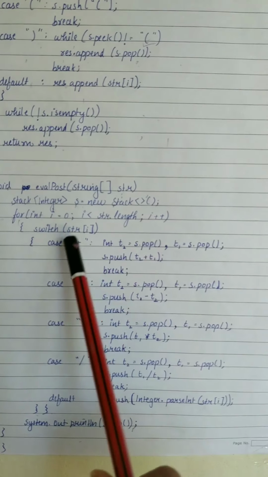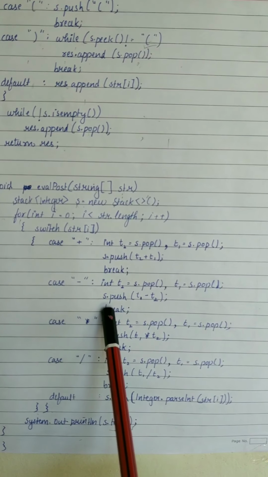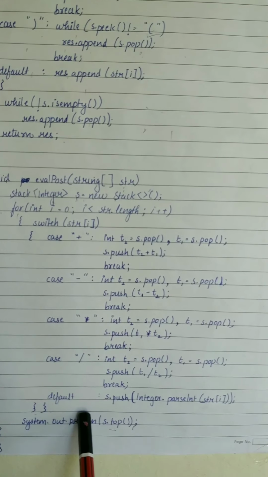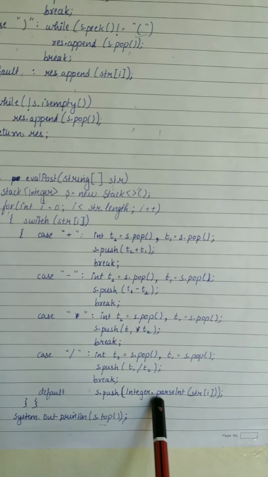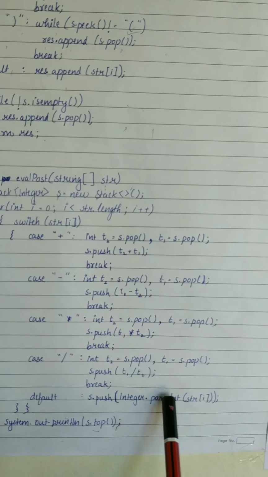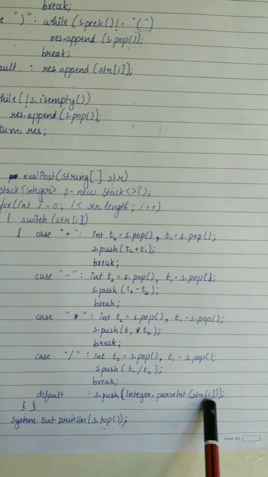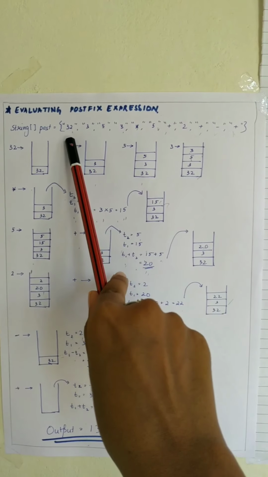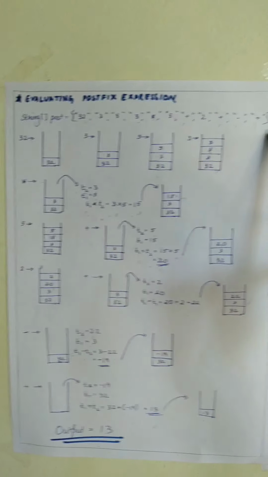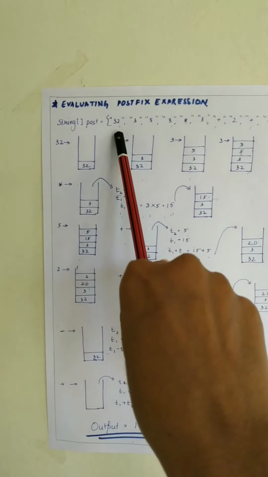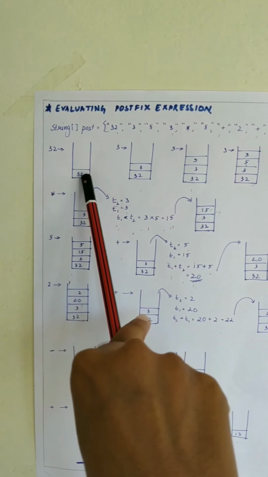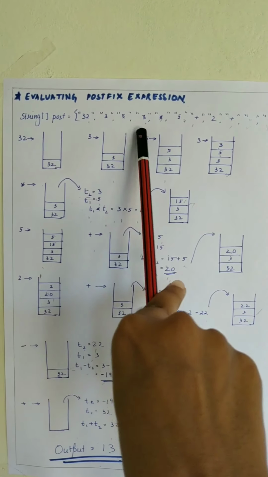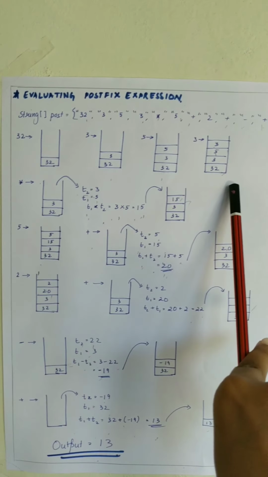We can see that when we encounter any of these operations, they are performed, and when we encounter any digit, this digit is simply pushed into the stack. This Integer.parseInt is used to convert the string into an integer. Now let's take this postfix string as this. We can see that the first element is 32, and since it is an integer, it is simply pushed into the stack. Similarly, 3, 5, 3 and all are pushed into the stack as follows.